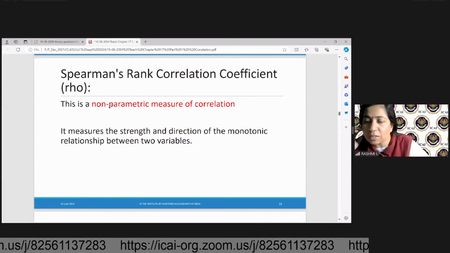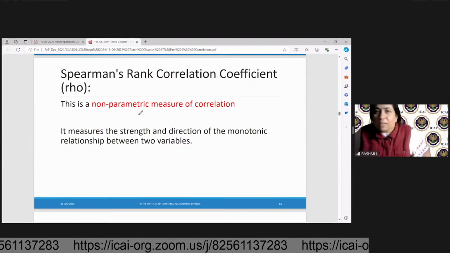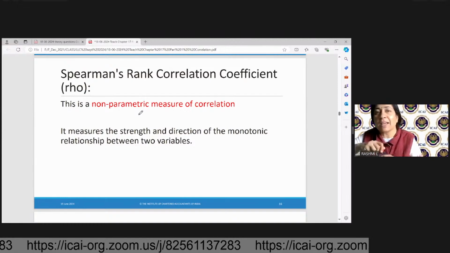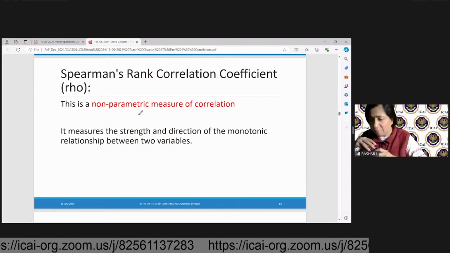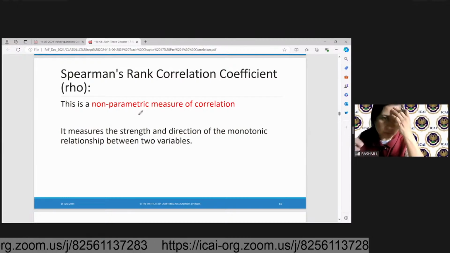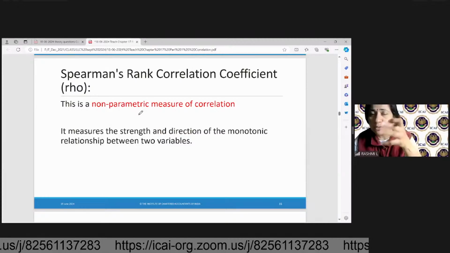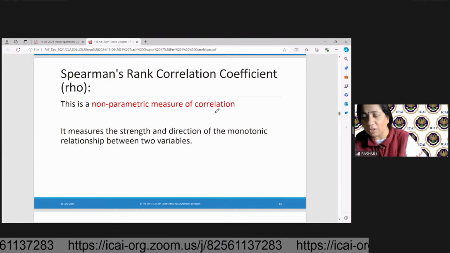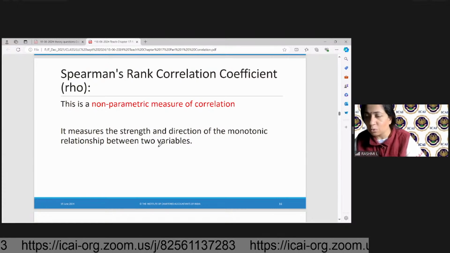Spearman's rank correlation coefficient is a non-parametric measure of correlation, which means there is no one parameter that is going to define it. Because what we do here is we just find the difference between the ranks given by two people. Like in mode, we said you can have multimodal, similar to that, there is nothing over here. So it is called a non-parametric measure of correlation. It measures the strength and the direction of the monotonic relationship between two variables.